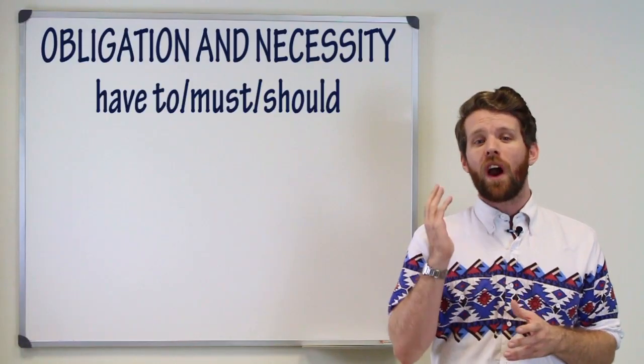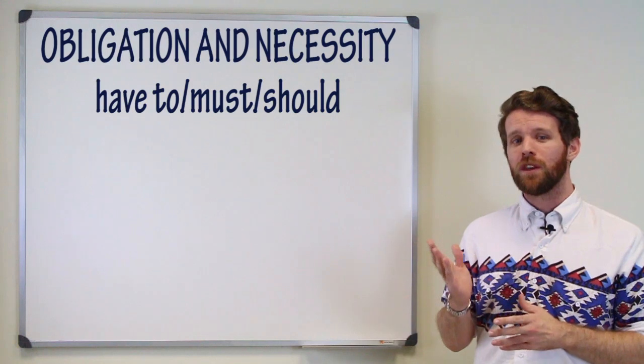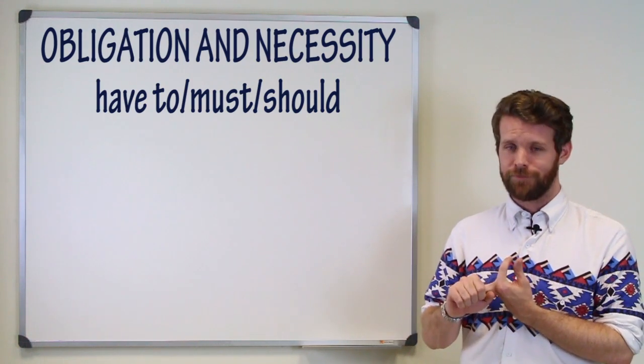Modal verbs are often seen as a difficult part of the English language because they can have multiple functions. In this video, we're going to look at modal verbs in general, in both the present and the past, and examine some of the main functions of each one. So, for obligation and necessity, we use have to, must, and should.